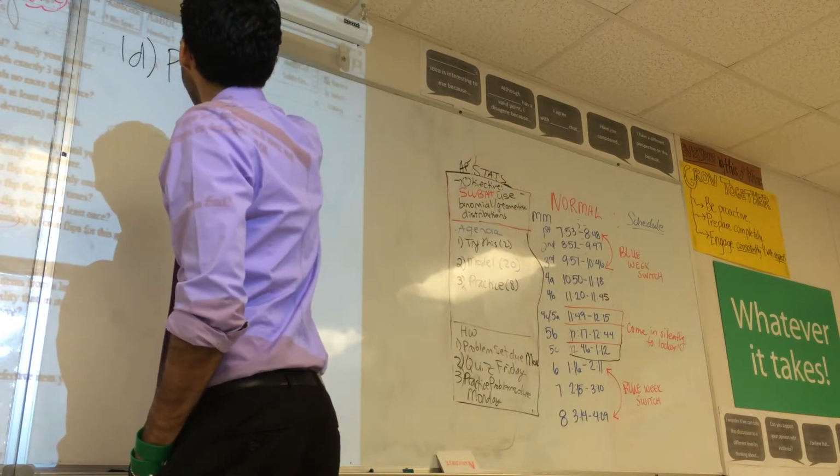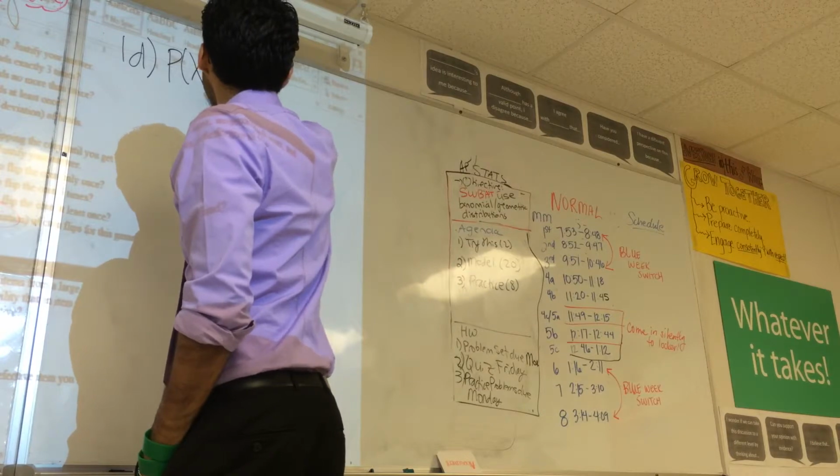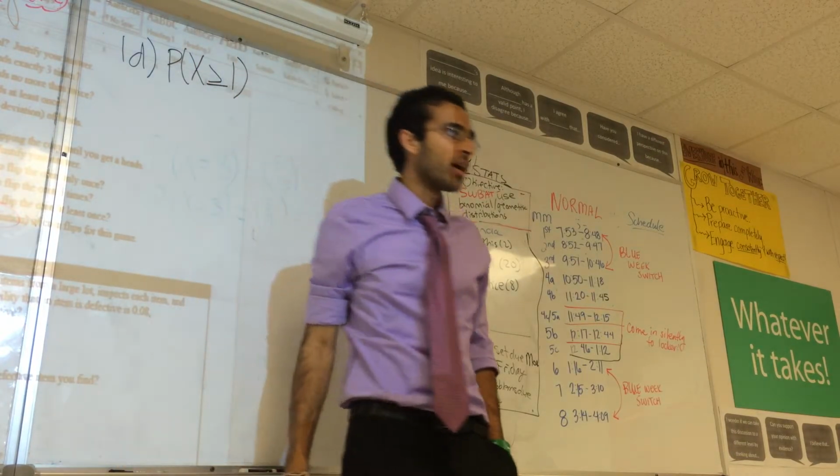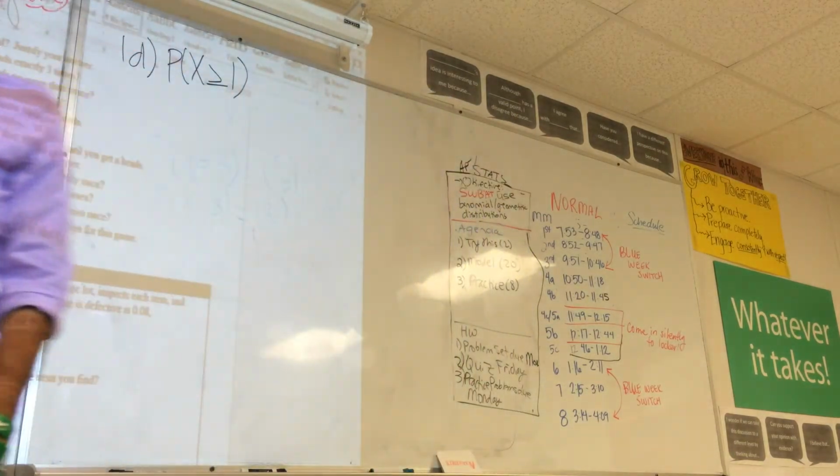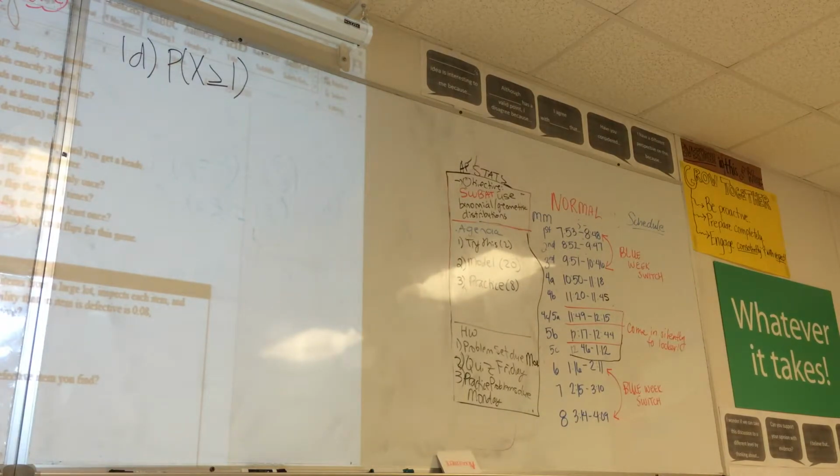So if you're trying it on your own, verify you got what I got. The probability the head comes up at least once, which means once, twice, 3 times, 4 times, 5 times. Shamar, did that help?